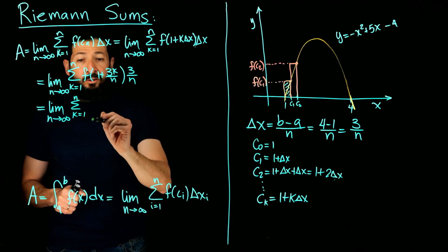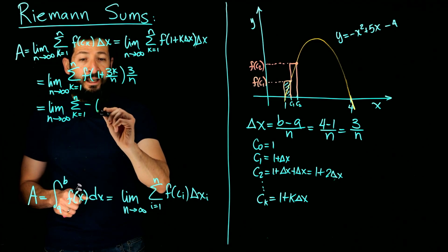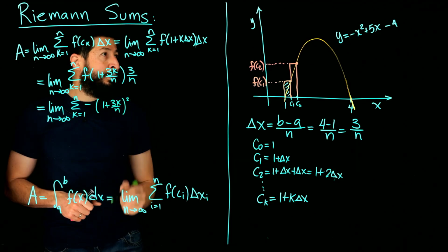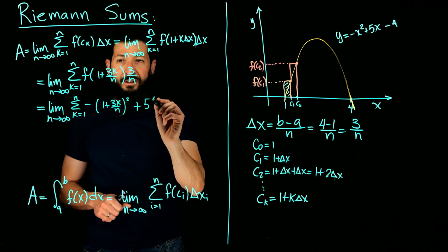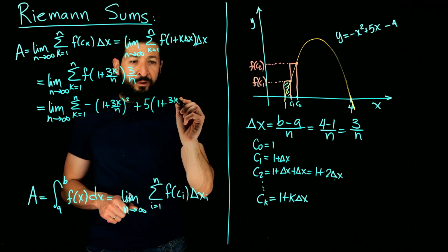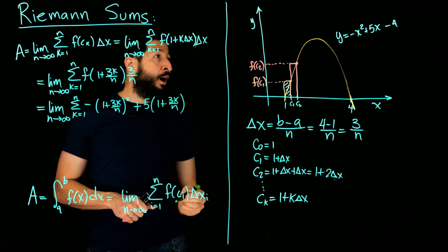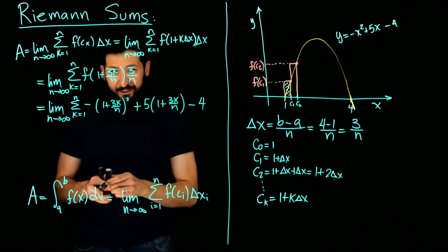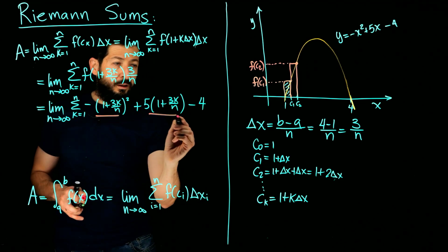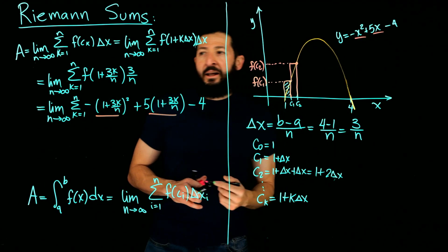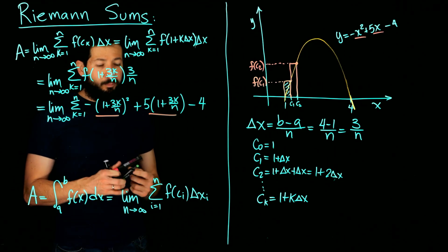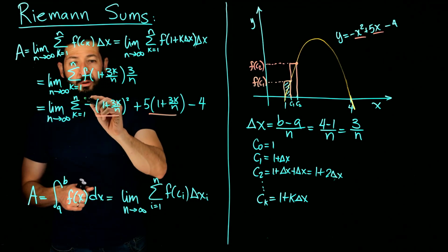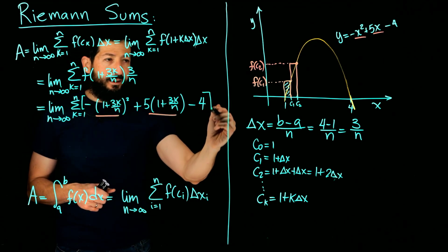Now, the function being that, so we get x squared, so the negative x squared, so negative (1 plus 3k over n) squared, plus 5 times (1 plus 3k over n), minus 4. So wherever I had an x, I plugged in a 1 plus 3k over n in parentheses to distribute all the operations that I need to, and I do have to multiply everything times the 3 over n that I had here.